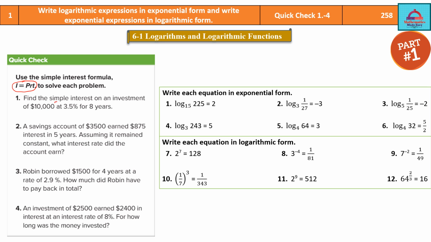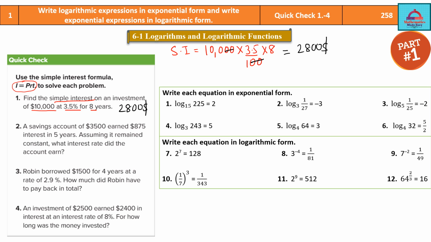Here you need to find the simple interest on an investment of $10,000 at the rate of 3.5% for 8 years. So SI is going to be equal to 10,000 multiplied by 3.5%, which is the same as divided by 100, and multiplied by 8. Simplify it, cancel the zeros, multiply the numbers, so this comes out to be $2,800. So the answer for this is $2,800.